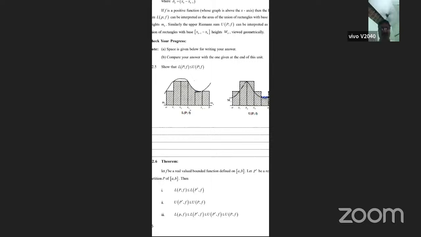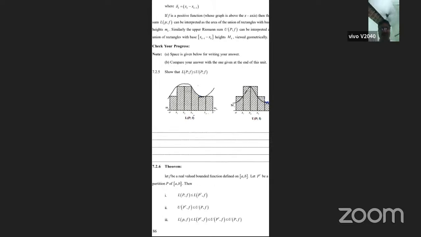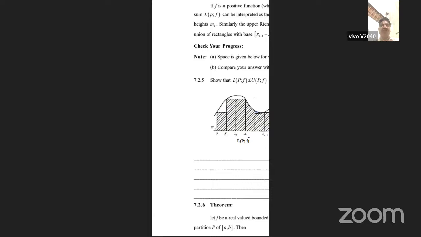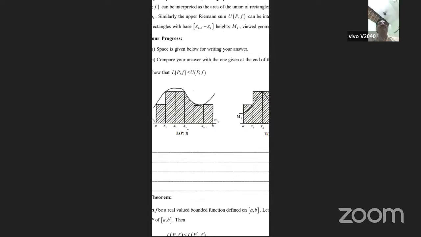This is also according to the partitions, the deviation of the partitions. You just have to see this is the observation of graphs here. Lower Riemann sum means L of P, f is less than or equal to U of P, f. Just you have to see 7.2.5. This is the simple proof. L of P, f less than or equal to U of P, f. Already we know that, WKT, the definition of lower Riemann sum and upper Riemann sum.